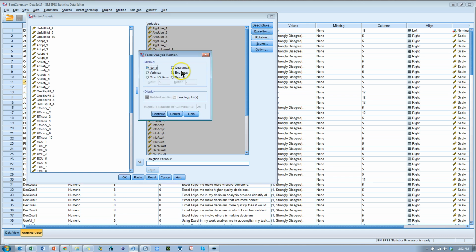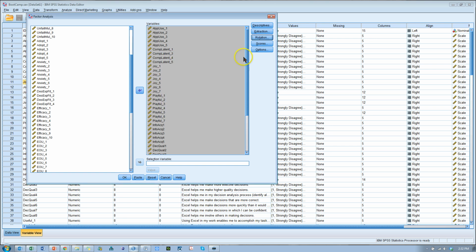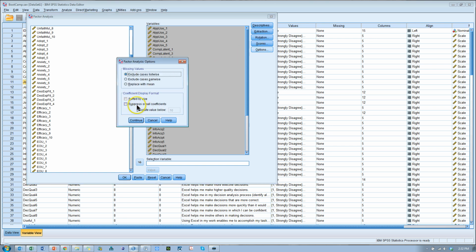On rotation, again, there are different types of rotation. I'm going to use Promax for reasons stated in the slides. And continue. I'm not going to do anything under scores, but under options, I will suppress small coefficients under, let's say, 0.3 for now.